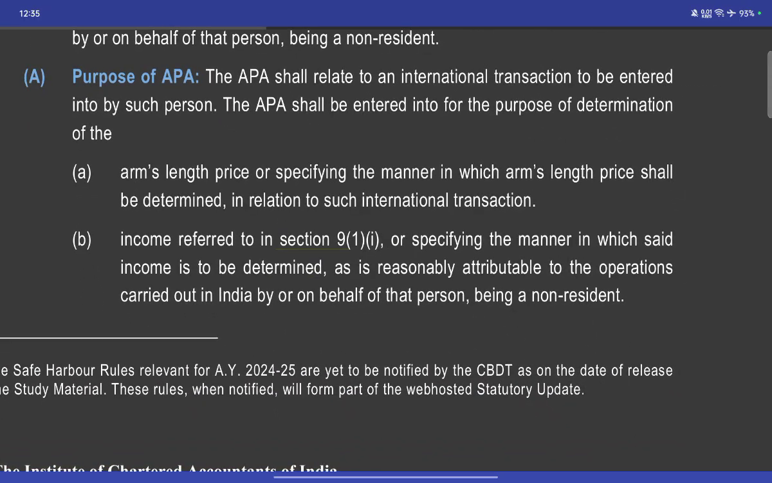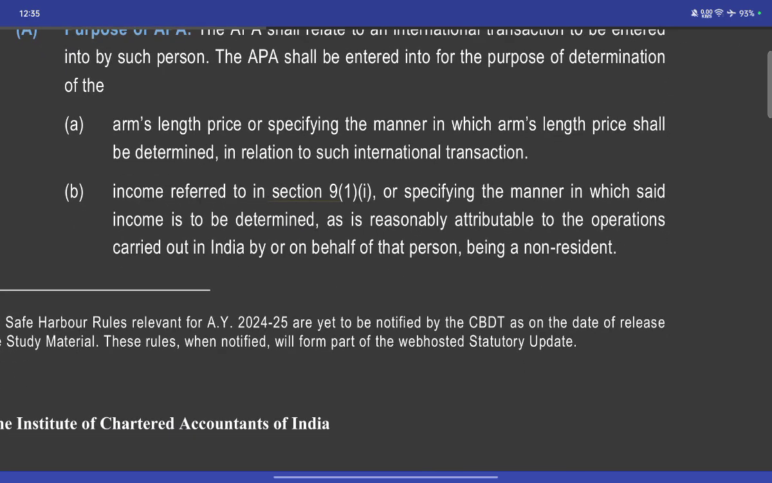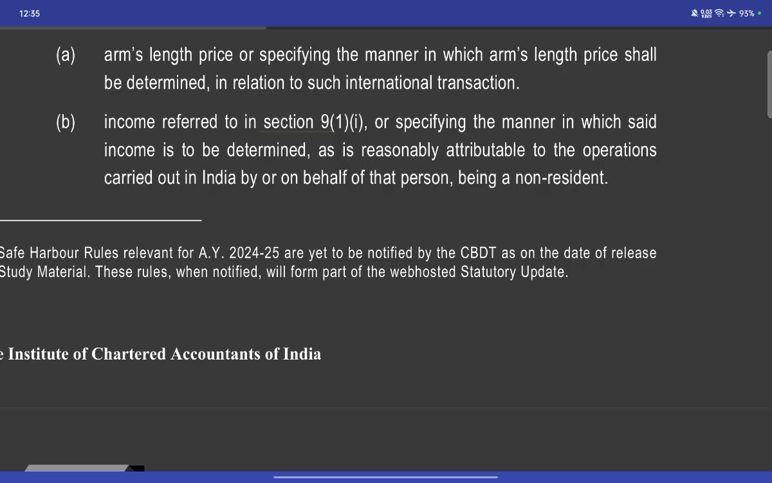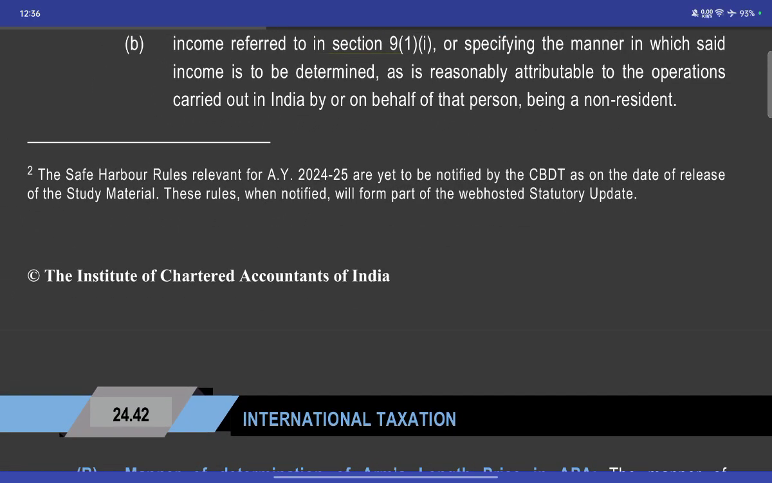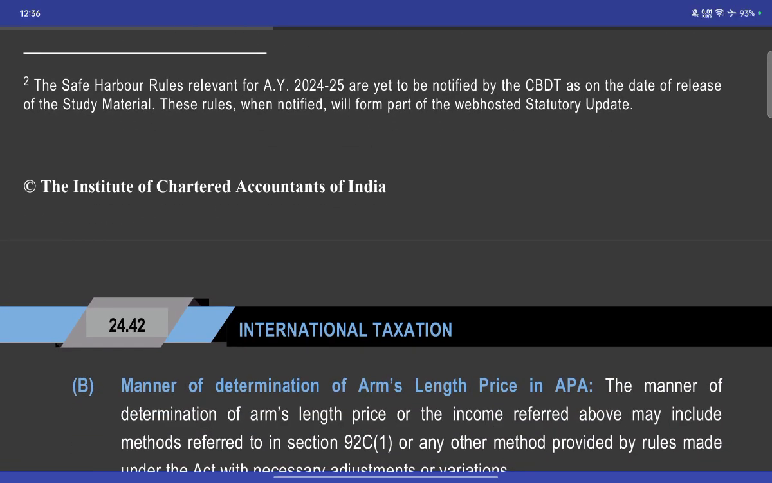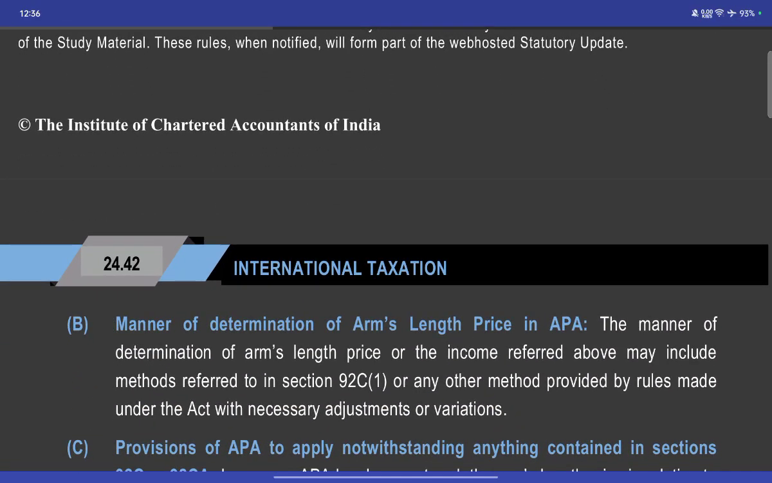Purpose of APA: the APA should relate to the international transaction to be entered into by the person. An APA shall be entered into for the purpose of determining the arm's length price, or the specified manner in which the arm's length price shall be determined, in relation to such international transaction, or the manner in which income referred to in Section 9(1)(i) shall be determined, as reasonably attributable to the operations carried out in India by or on behalf of a non-resident. The rules relevant to this are yet to be notified by the CBDT.